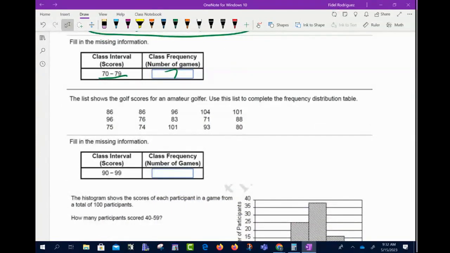The list shows the golf scores for an amateur golfer. So again, another set of scores. We're looking for the number of scores that are in the 90s. Okay, so let's go through. One, two, three. Just three, right? That's all it's asking me to do there. How many numbers were in the 90s?